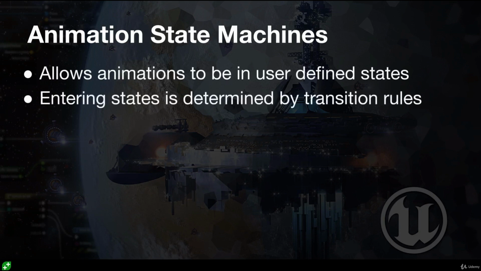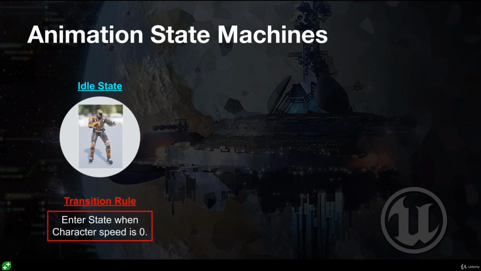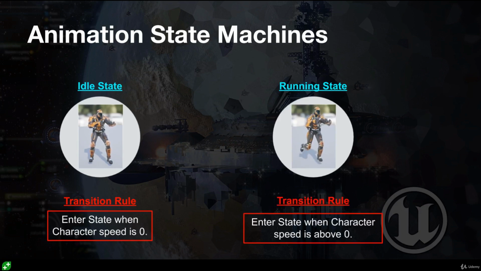For example, our character would only be in an idle state when he isn't moving. So the transition rule would check to see if the character's speed is equal to 0. When the character is moving throughout the world, we should be in the running state. So the running state would have a transition rule that would check to see if the character's speed is above 0. So let's take a look at how we can create a state machine in our anim graph.